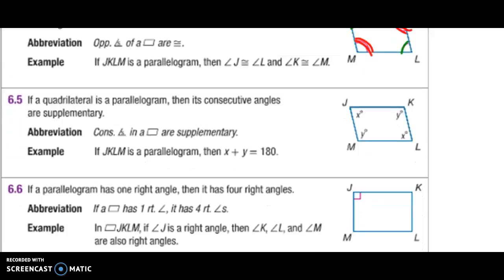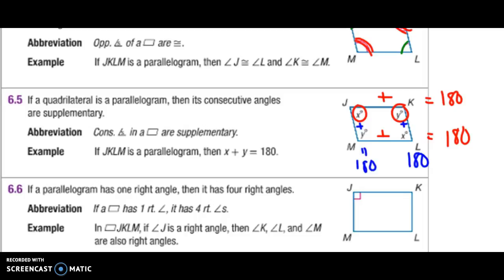6.5 says if a quadrilateral is a parallelogram, then its consecutive angles are supplementary, meaning J and K add up to 180. M and L add up to 180, but also J and M and K and L. Pretty interesting.